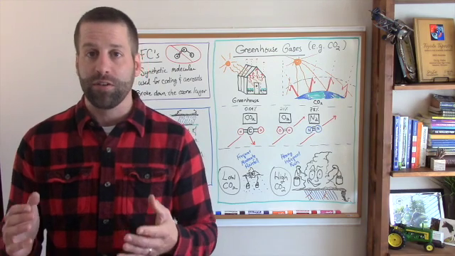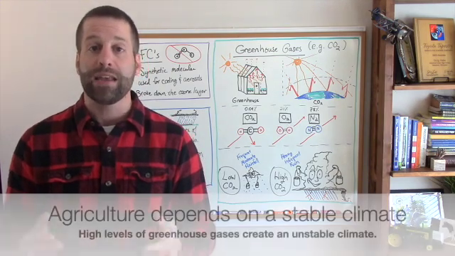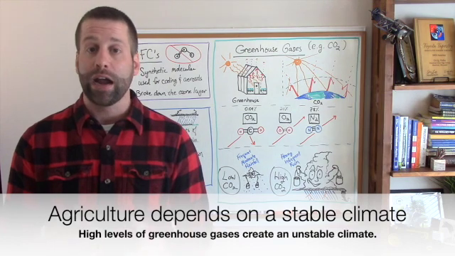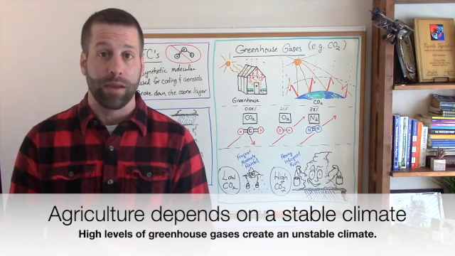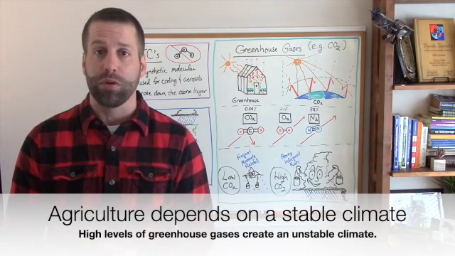In order for us to produce a sufficient amount of food, we depend on a stable climate. The higher the amount of carbon dioxide and other greenhouse gases in the atmosphere, the less stable the climate, and the lower our capacity to produce food on a global basis.